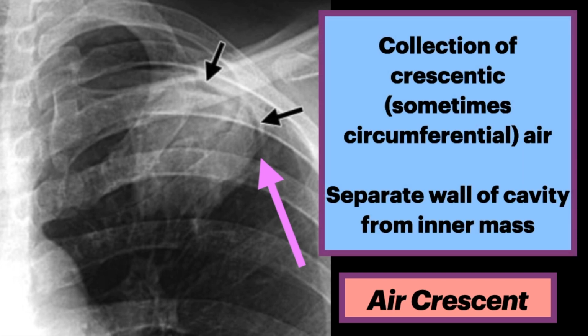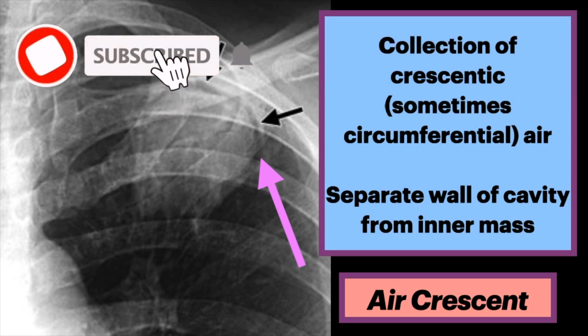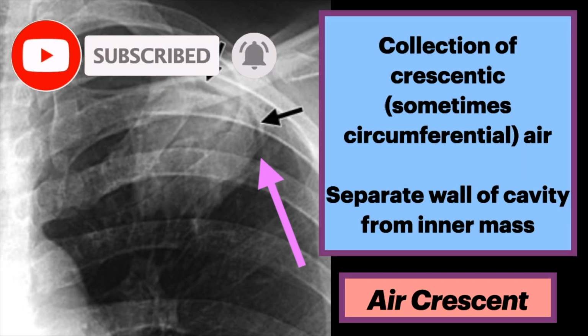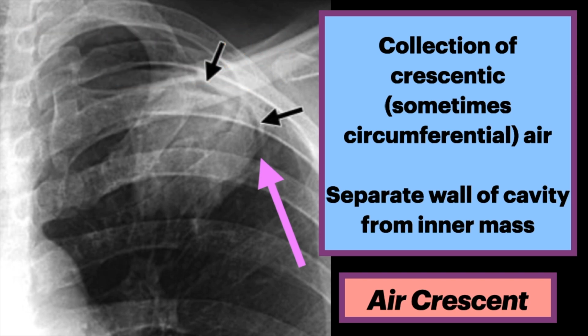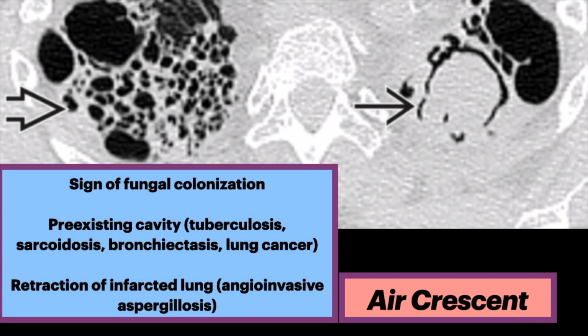An air crescent is a collection of air in a crescentic or sometimes circumferential shape that separates the wall of the cavity from an inner mass. It's often considered a sign of fungal colonization, particularly aspergillosis, of a pre-existing cavity.